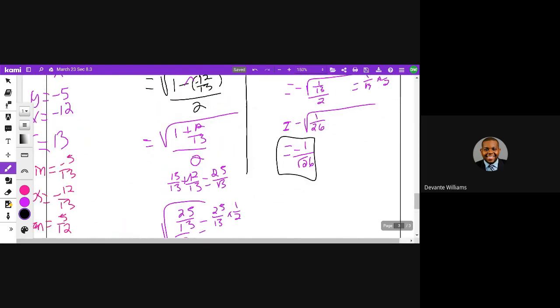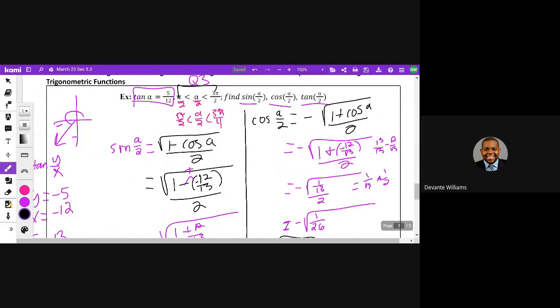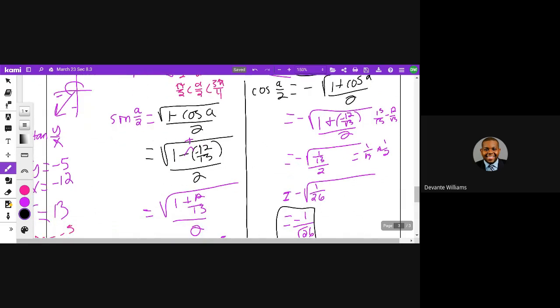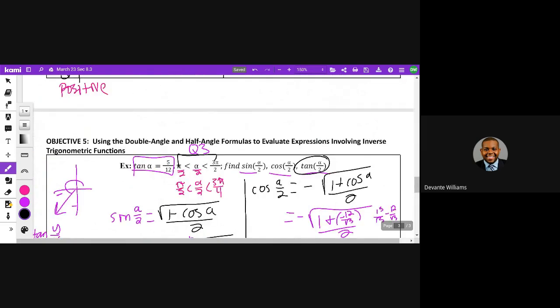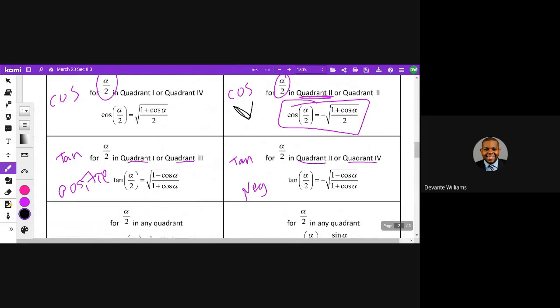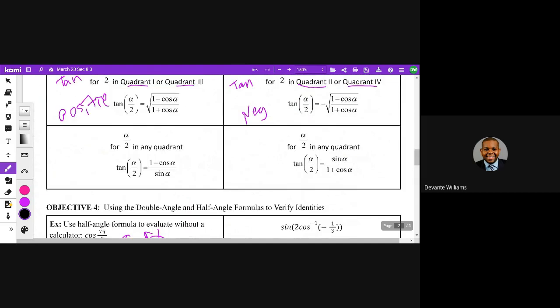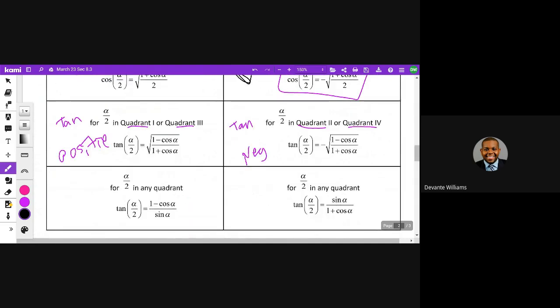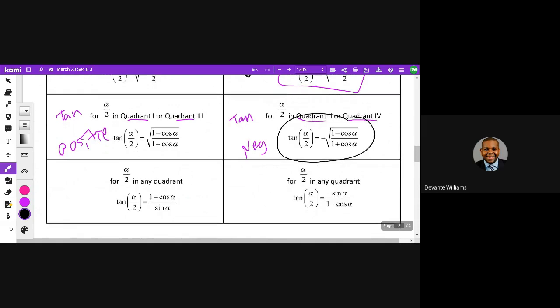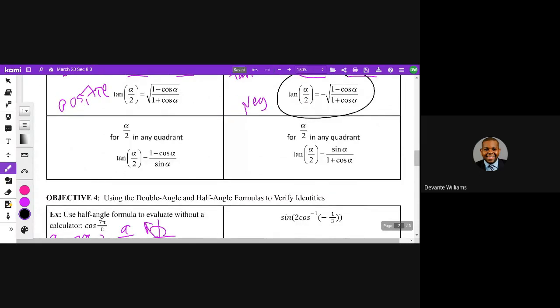Now we got to find the tangent of the half angle. Find the tangent. For the tangent, remember, you're looking for quadrant 2. We can do this formula here in quadrant 2, this one here. That works. Or we can pick one of these. It doesn't matter, you get the same answer. Which one looks easier? That one looks easier, right? Let's do that one. Either one works.